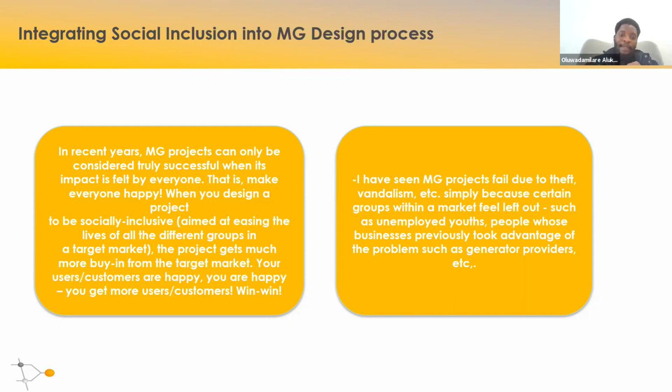So it's a win-win. And you sometimes see projects fail due to vandalism, theft, from certain people that feel left out, unemployed youths, possibly people who can't afford it, things like that, or possibly people whose business focuses on a sort of alternative to your product. So you've got to think around all this in your design process. Next slide, please.